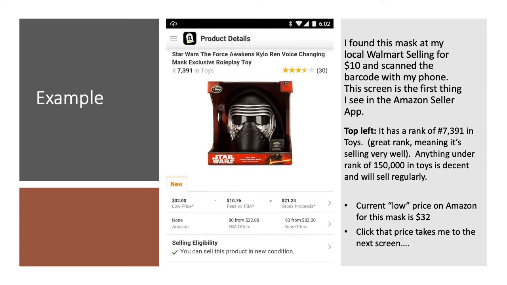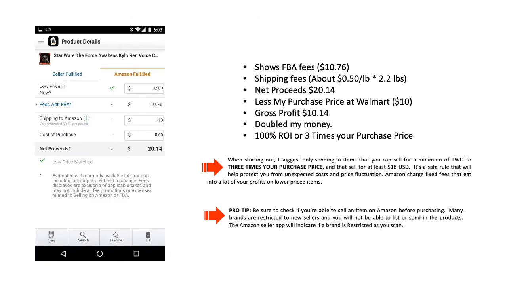So when I click on that $32 price on the mask, it brings up information in the seller app. It shows me the current low price is $32. Now, when I'm selling via Amazon FBA, I only compare my price to other FBA sellers. I ignore the merchant fulfilled sellers. The reason is the buy box typically goes to those prime customers, the customers that are doing fulfillment by Amazon. And customers from Amazon are willing to pay more for that because they want that reliable 2-day delivery.